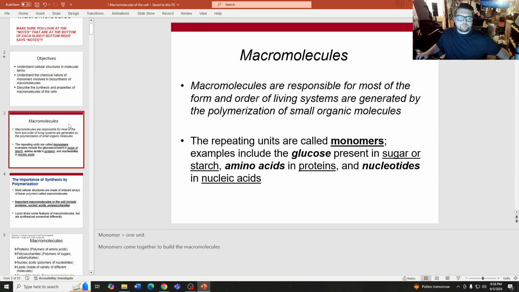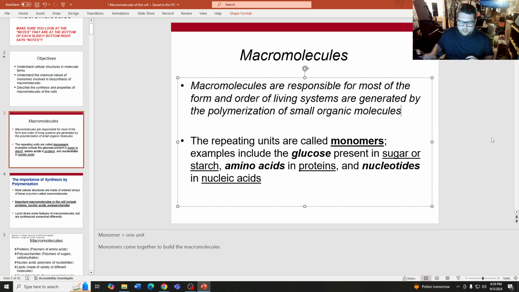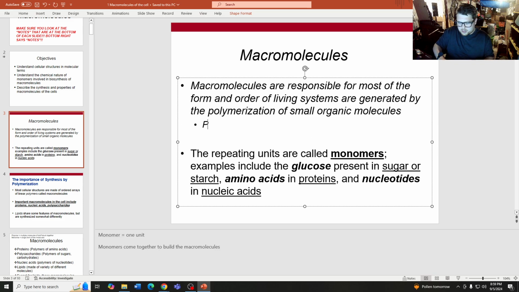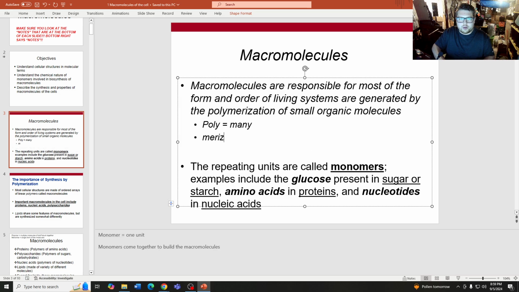So, the macromolecules are responsible for most of the form and order of living systems, and are generated by the polymerization of small organic molecules. Polymerization: poly, meaning many. The merization portion is kind of combination or fusion.